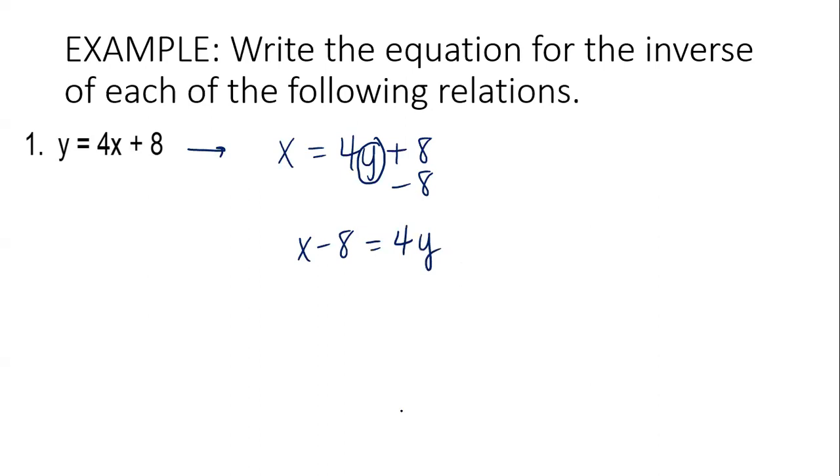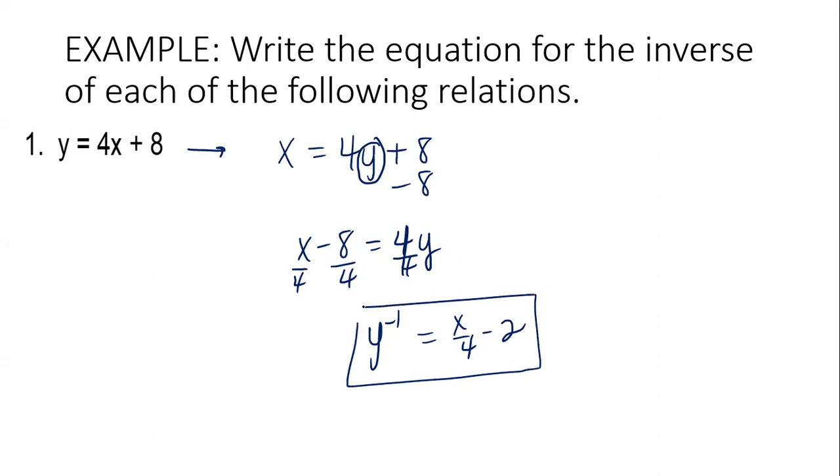What is our last step to get y by itself? Divide everything by 4. You get a 4. You get a 4. Okay. Is y by itself now? So now it's called the inverse, and it equals x over 4 minus 2. And that is how you do it. We start off with the linear so that you can get comfortable with what the steps are.